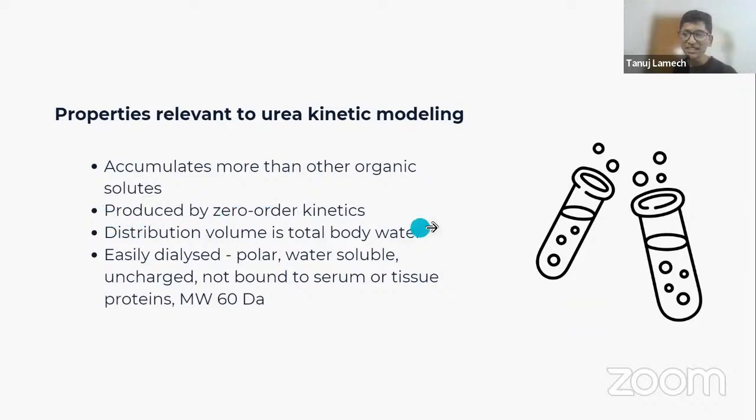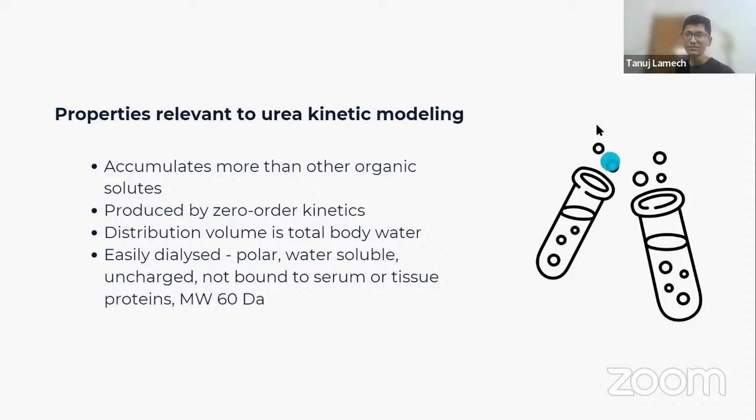Second, it is produced by zero order kinetics. So what does that mean, zero order kinetics? It means that it is independent of the current urea concentration. So irrespective of whether presently urea is 50 or 100 or 200, urea generation happens at the same rate. Urea generation is independent of the current urea concentration.